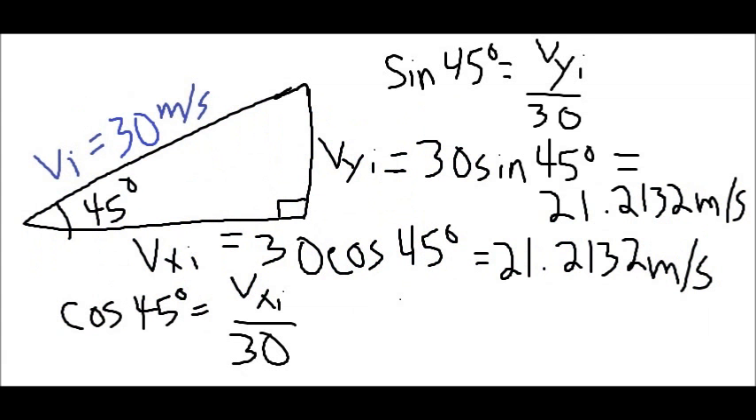We can start by finding velocity in the x and the y directions by making a right triangle with 45 degrees as the angle given and 30 meters per second as the hypotenuse. Using trigonometry, velocity in the x direction is 30 times cosine of 45 degrees. Velocity in the y direction is 30 times sine of 45. Cos and sine of 45 are the same, so velocities in the x and y are both 21.2132 meters per second.